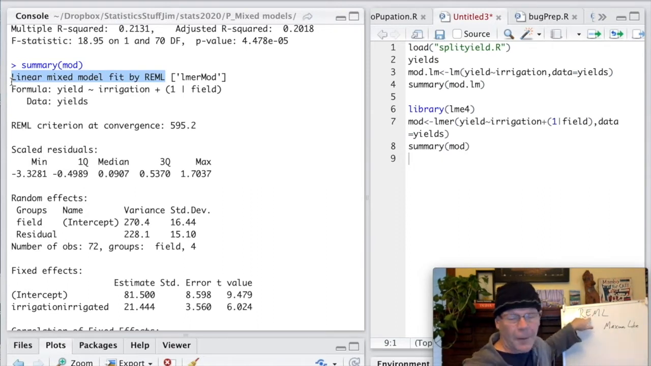The R part of that can stand for one of two things. It can either stand for residual or restricted.